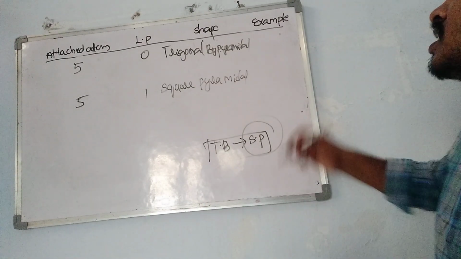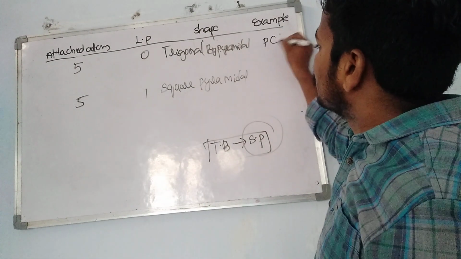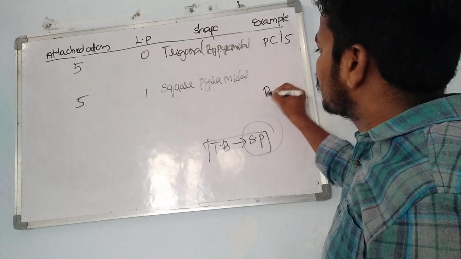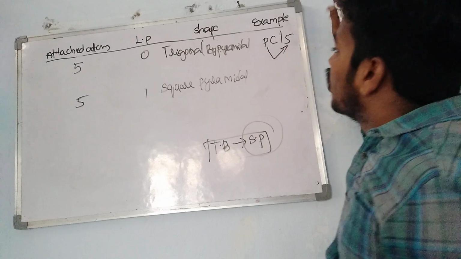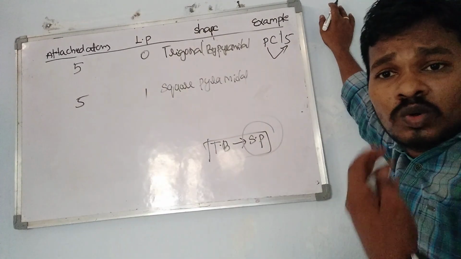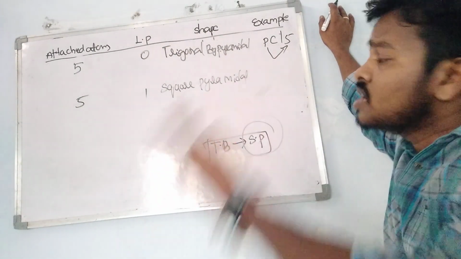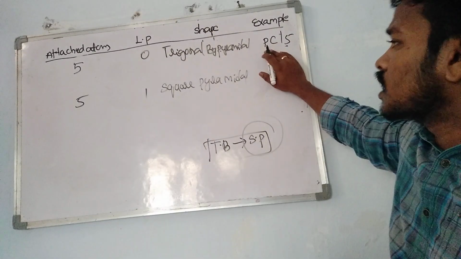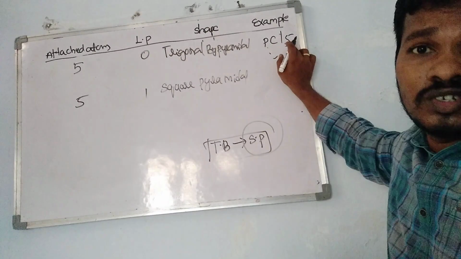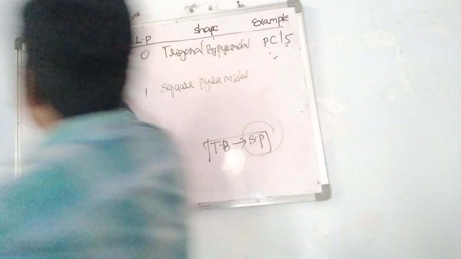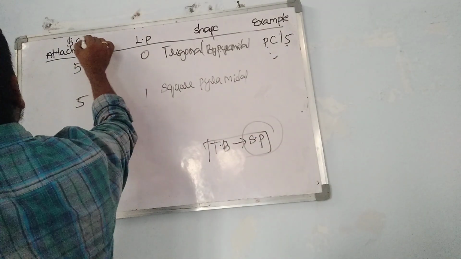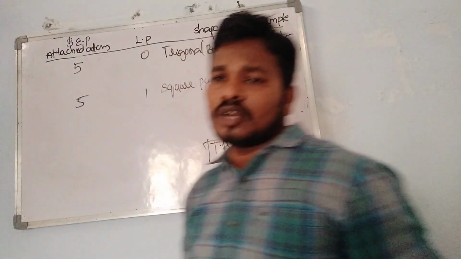See here, with 0 lone pair, PCl5. How many valence electrons are there in the phosphorus? Total 5 valence electrons. 5 valence electrons are bonding with the 5 chlorine atoms, so you cannot see a lone pair. That's why 0 lone pair. That means the central atom with 0 lone pair has 5 attached atoms. You can call these bond electron pairs.